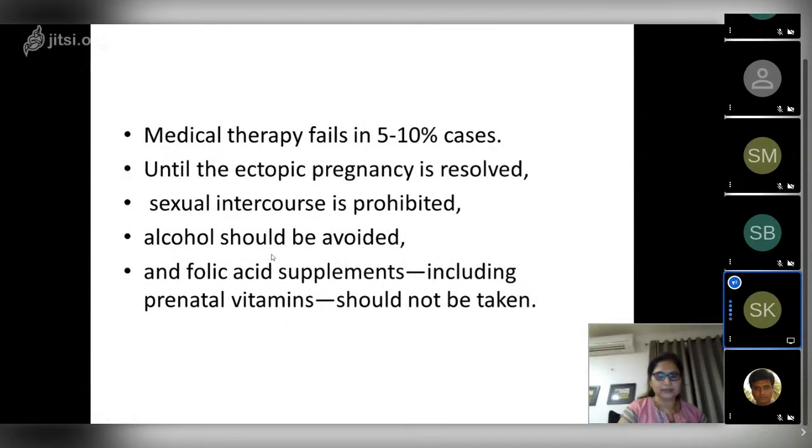Now, another important point is that medical therapy fails in about 5 to 10% of the cases. Until the ectopic pregnancy is resolved, sexual intercourse is prohibited whenever you are putting the patient on medical therapy. Alcohol should be avoided, and any folic acid supplements, including the prenatal vitamins, should not be taken. Okay, so these are the important points to remember when you are doing medical therapy for the ectopic.